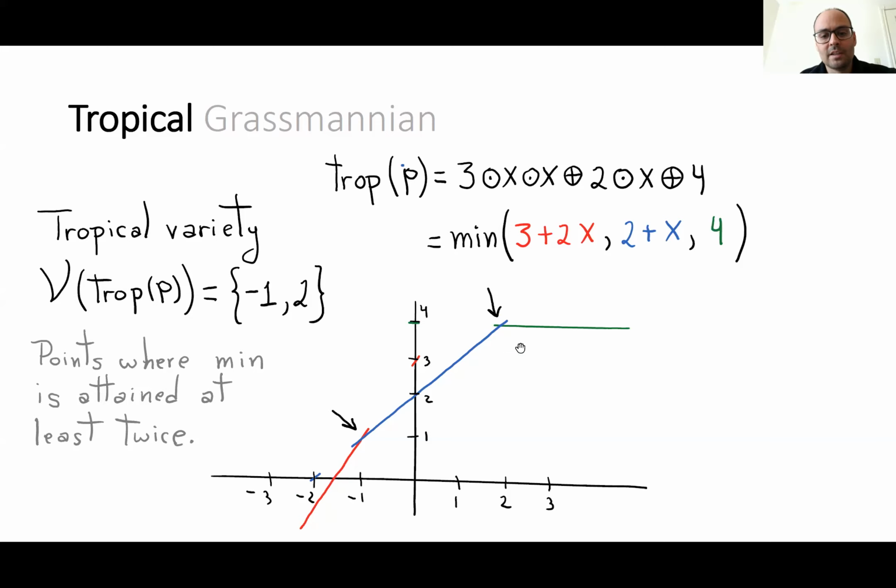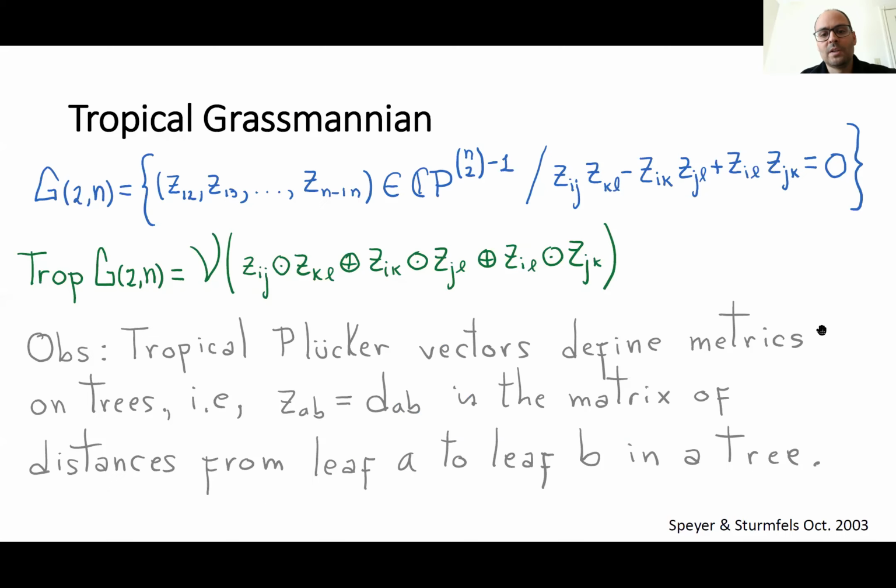Now, a tropical variety is supposed to be the tropicalization of the algebraic variety obtained by saying that the polynomial is equal to 0. But in tropical geometry, that doesn't make any sense. So what we define as a tropical variety is instead the set of points where the tropical polynomial attains a minimum at least twice. So in this particular case, it's at the points -1 and 2. Now, how do we tropicalize the Grassmannian? Well, we write the Grassmannian as an algebraic variety, and we take the defining polynomials, tropicalize them, take the corresponding tropical variety, and you have your tropical Grassmannian.